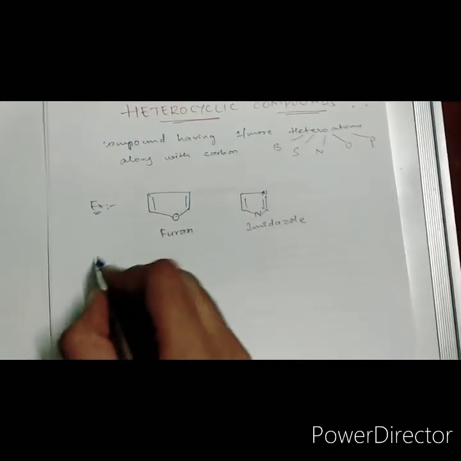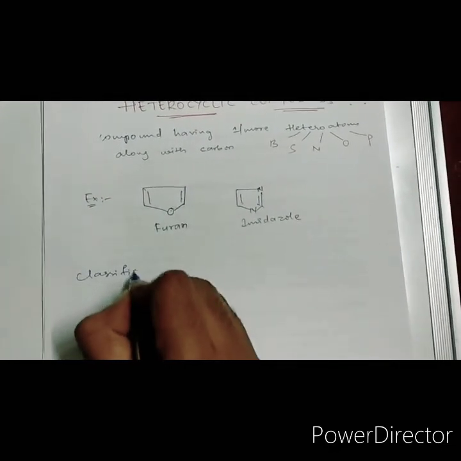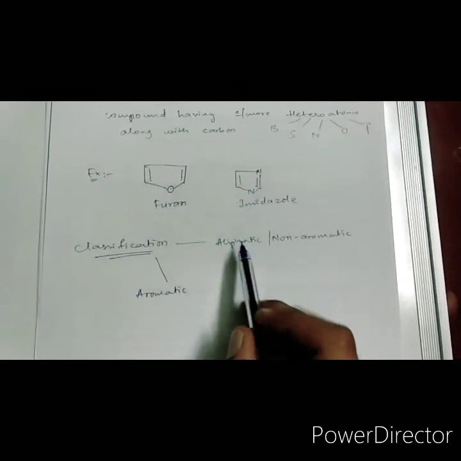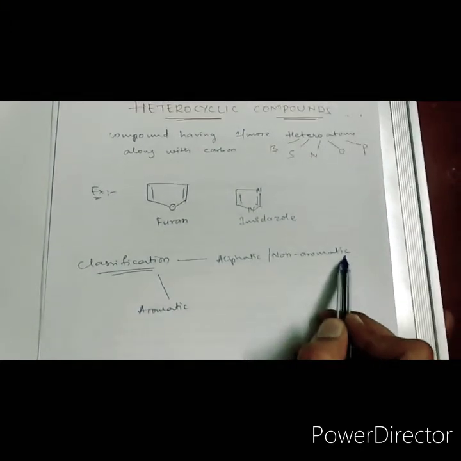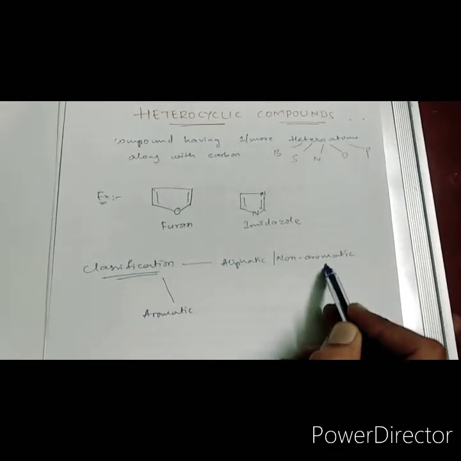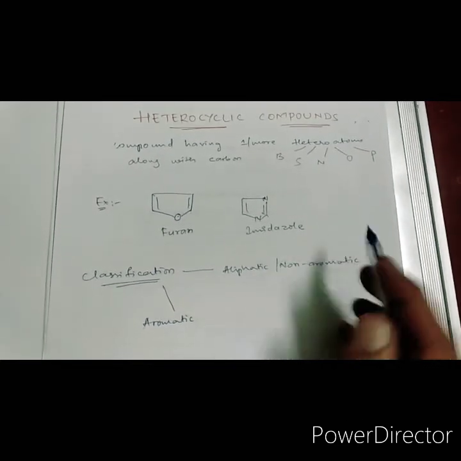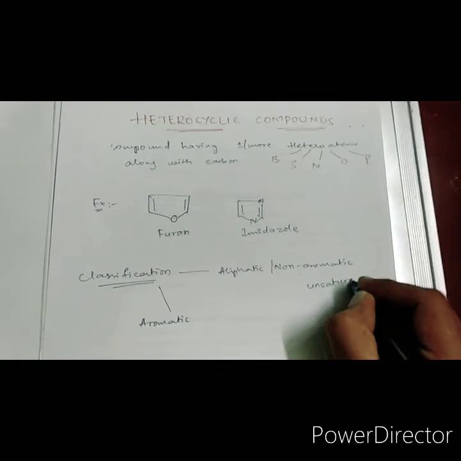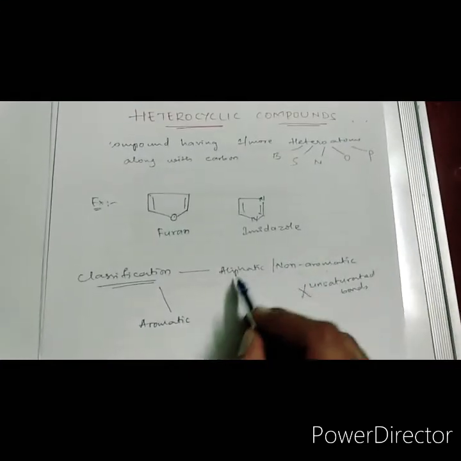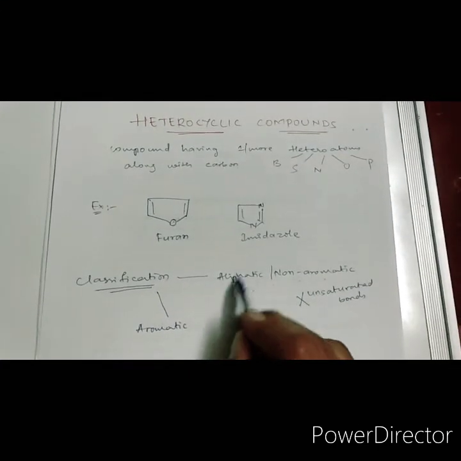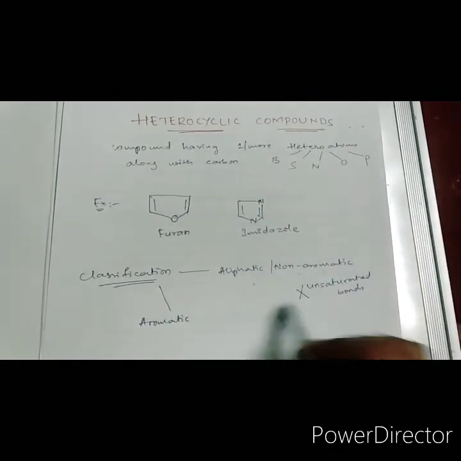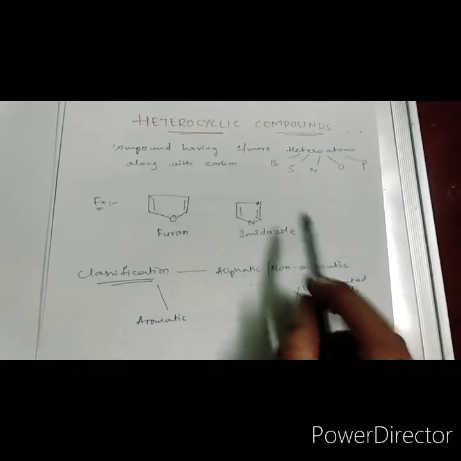So these heterocycles are classified into two different classes. One is aliphatic or non-aromatic heterocycles, and the second classification is aromatic heterocycles. Now what are aliphatic or non-aromatic? Aliphatic, as you know, these do not contain any unsaturated bonds. They are completely saturated, and such saturated system must contain heteroatoms along with the carbon. Such system is known as aliphatic or non-aromatic heterocyclic compounds.